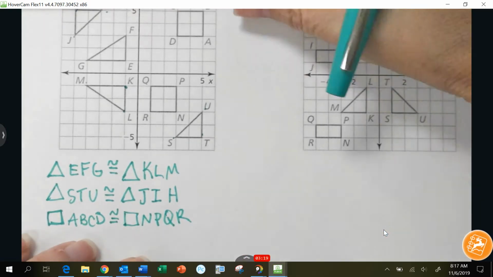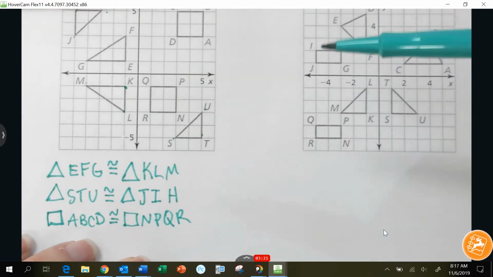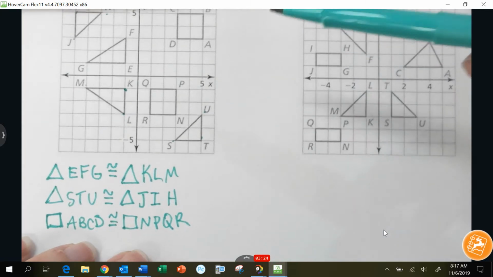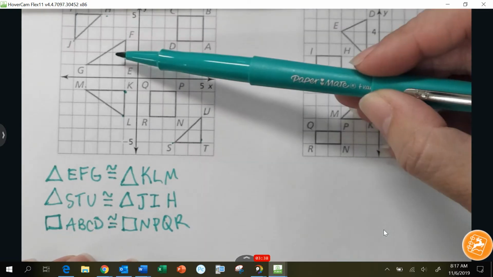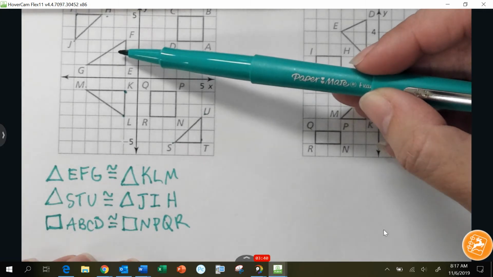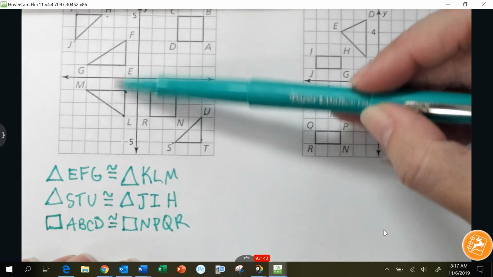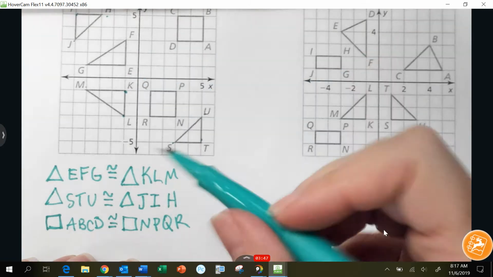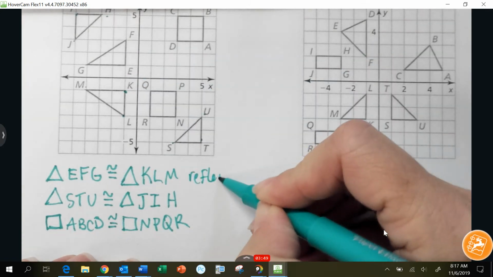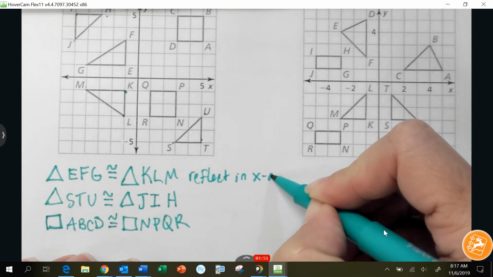So the definition of congruent figures says that it can be mapped onto the other one by a rigid motion. So it could be rotation, it could be reflection, it could be translation. Let's figure out why. Can we start with triangle EFG going to triangle KLM? A reflection in what? Reflect in the x-axis. Good.